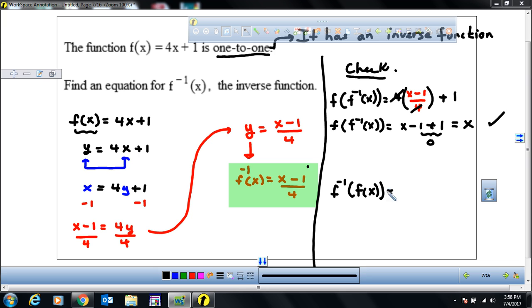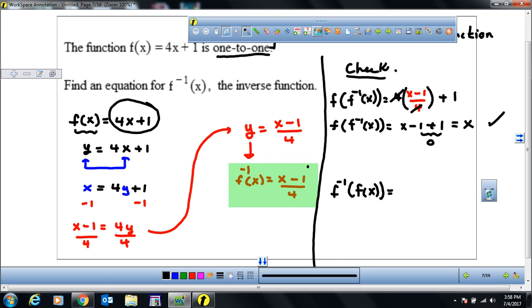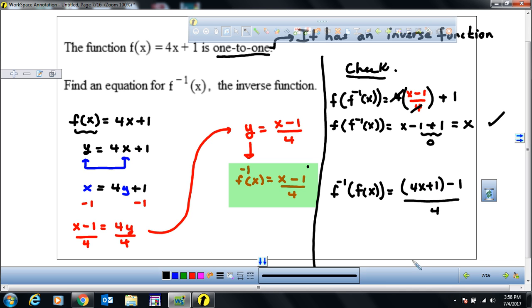Now let's check it the other way around. Now I'm going to substitute the function f of x inside of the inverse into the x right here. So my inverse equation looks like this. My inverse equation is x minus 1 divided by 4. But the x is going to be my function f, which is going to be 4x plus 1. Then what happens if we simplify this? Plus 1 minus 1 right here is going to give me a 0, so that leaves me with 4x divided by 4, and that equals x.